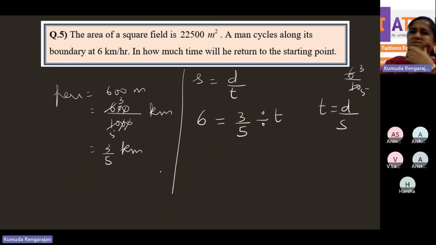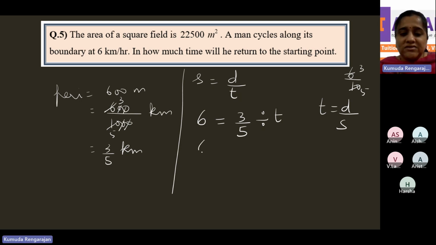You can also do it like this. Perimeter is 600 meters, and that is a distance, so we need to convert that to kilometers. Divide by 1000, and simplify completely, 3 by 5 kilometers. Leave it like that. Now write the formula, speed is equal to distance by time. What am I trying to tell you here? You don't have to write time is equal to distance by speed. You can just write this formula always and substitute the values you know. Speed is 6, distance is 3 by 5, divided by time.